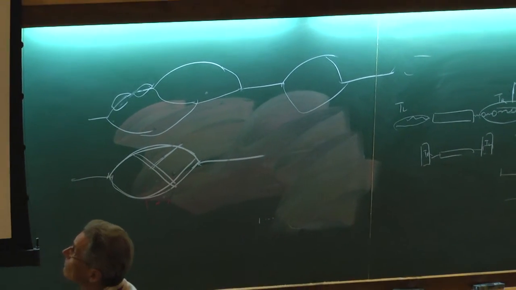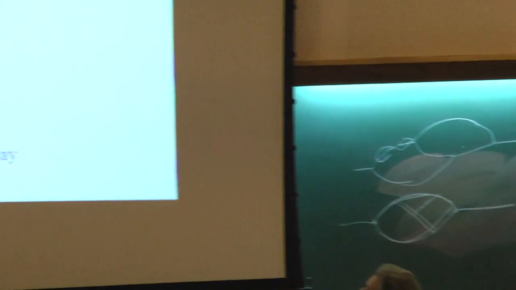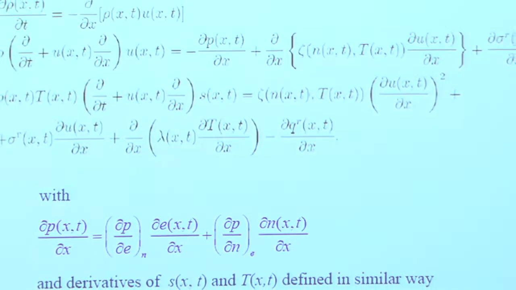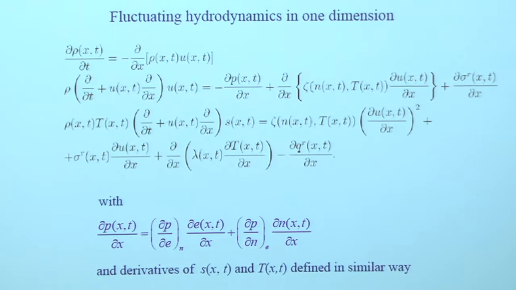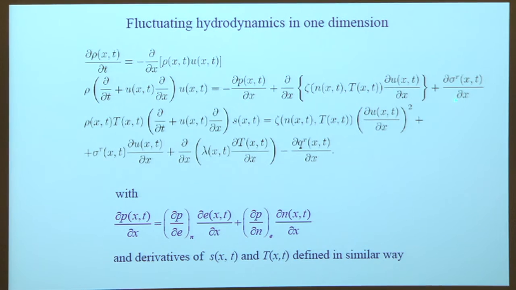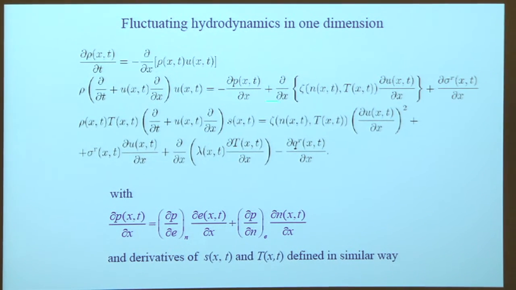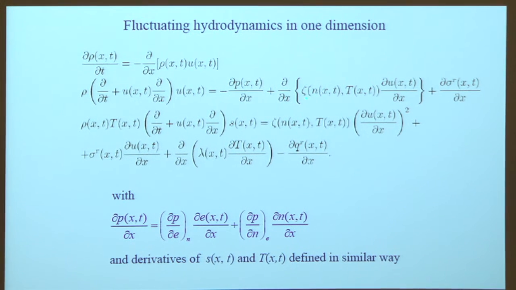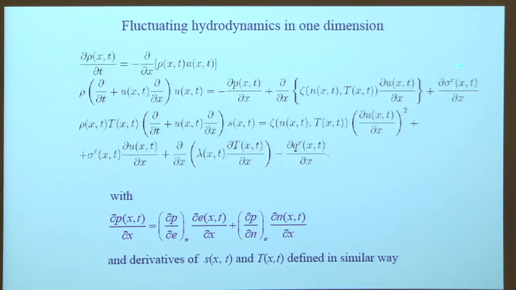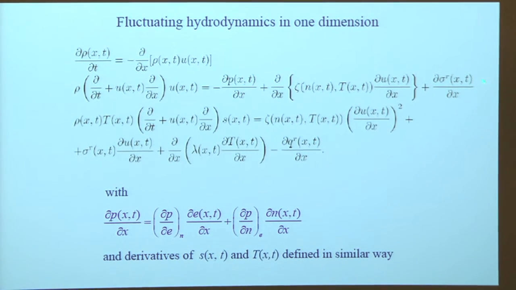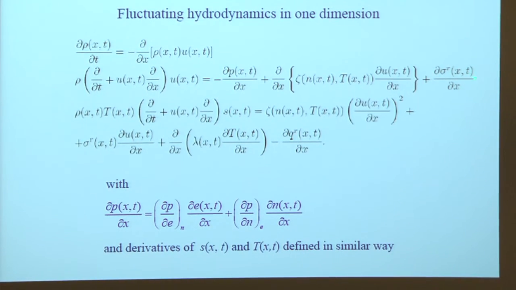Good. Now, this was for the Burgers equation. But now let's go to fluctuating hydrodynamics. Here are the hydrodynamic equations. This is the continuity equation. What remains of the Navier-Stokes equation in one dimension. There is no shear viscosity, but there is a bulk viscosity. And then I add the divergence of a fluctuating stress tensor.